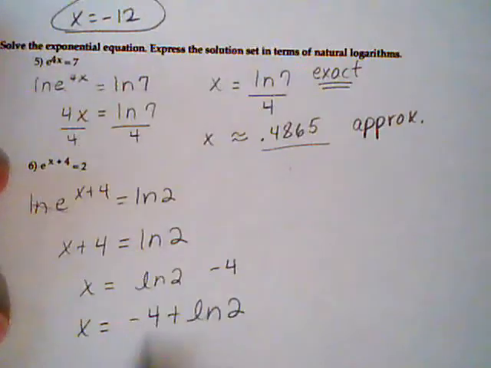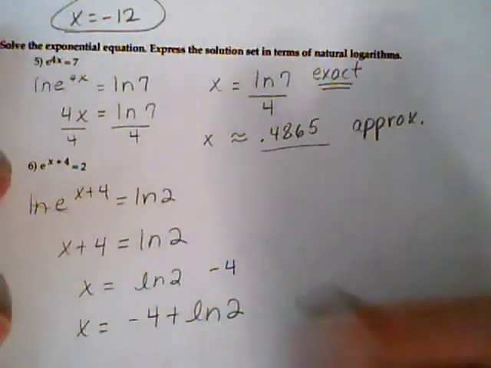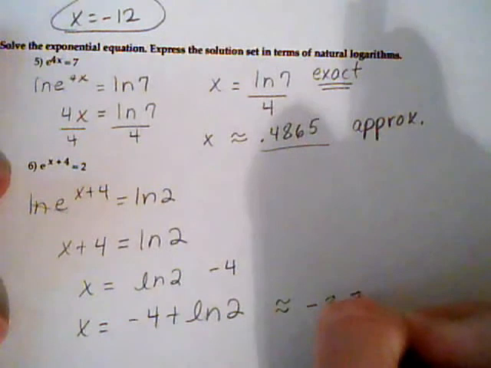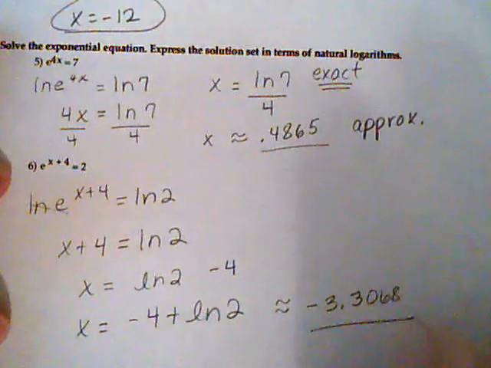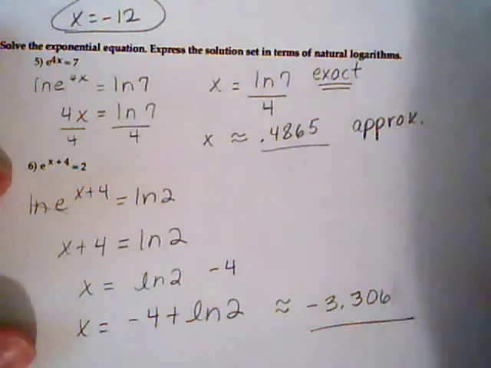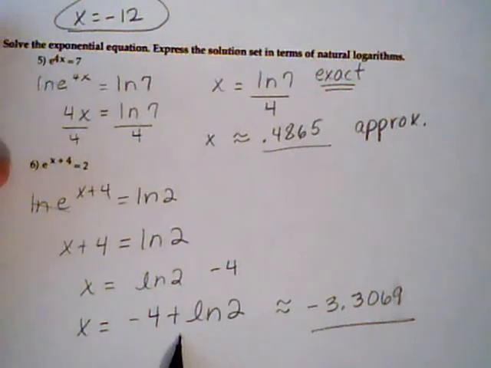So this would be my exact answer, and then on my calculator I'm going to hit 2 natural log, and then plus a negative 4, and I get negative 3.3, so I'm going to say approximately negative 3.3069. That would be my approximate, and this would be my exact answer.